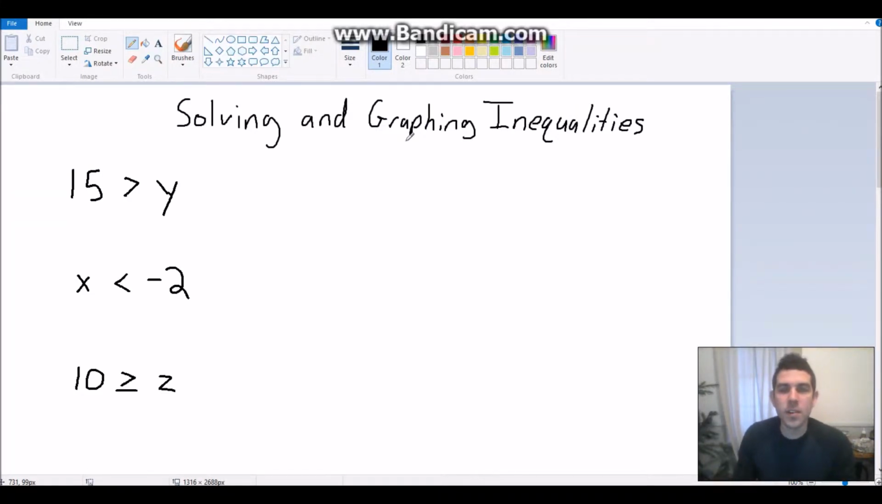Today we're going to talk about solving and graphing inequalities. So inequalities are just equations that are not equal. They don't have the equal sign, they have this inequality sign. And so first let's look at how they're read.